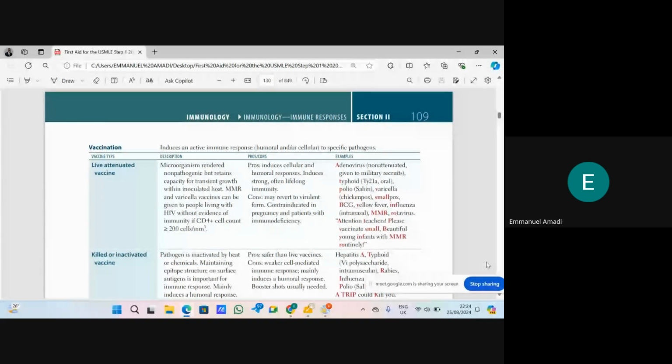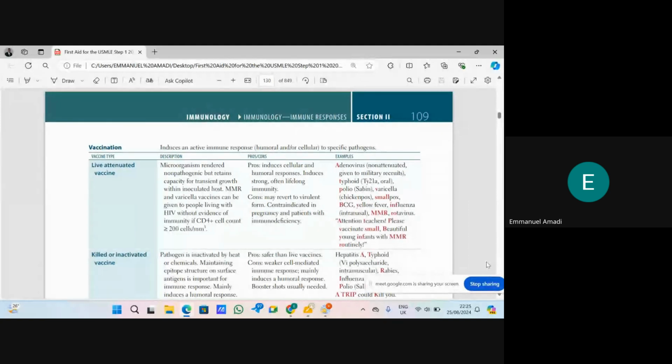The second thing is that you don't give this in pregnancy. A pregnant woman should avoid live attenuated vaccine. The third one is this. You can give it in HIV, but on one condition. If the HIV patient has a CD4 count that is 200 and above, that patient is eligible to get live attenuated vaccine. But if the CD4 count of that HIV patient is less than 200, run away from live attenuated vaccine, except you want to cause problems for the patient.